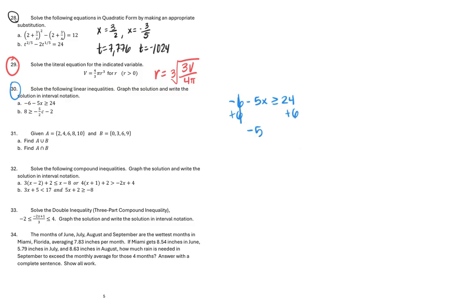And we're going to have -5x greater than 24 plus 6, which is 30. And then I'm going to divide by this -5. So what this tells me is that when I divide by the negative, this sign right here is going to flip as well. So x will be less than what this value is. 30 divided by -5 is -6. Okay, so this is for part A. Let's move on to part B.